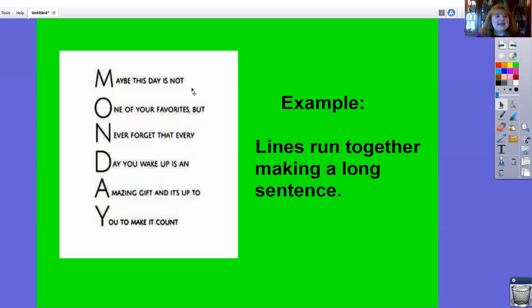Maybe this day is not one of your favorites, but never forget that every day you wake up is an amazing gift, and it is up to you to make it count.